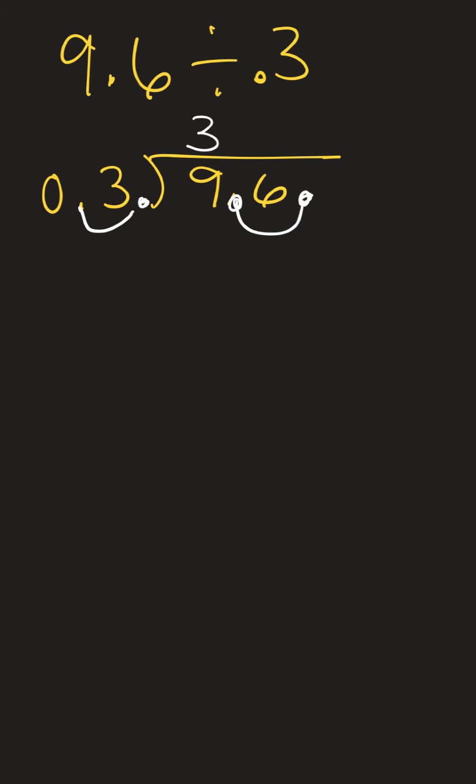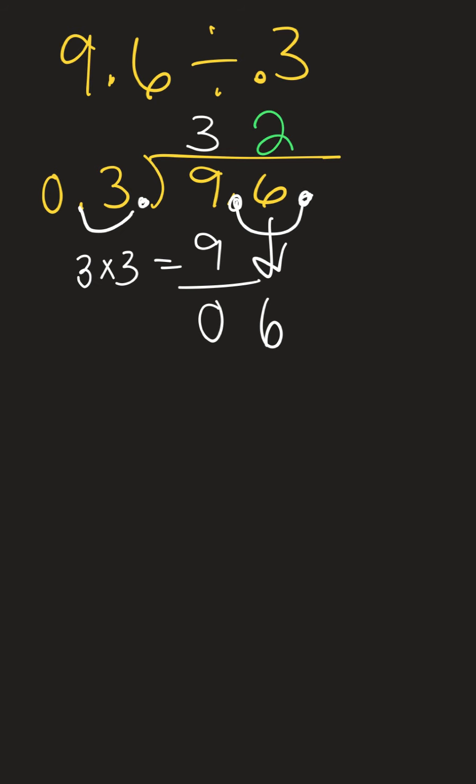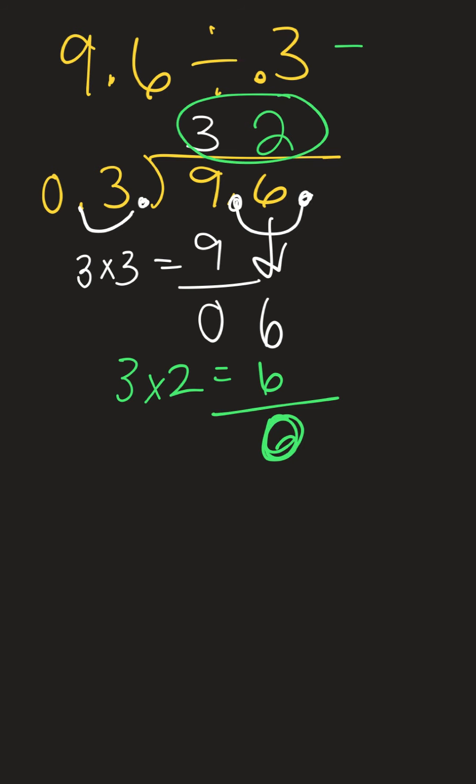3 goes into 9 3 times. 3 times 3 is 9. And when I take that away, I get 0, but I'm going to drop down to 6. And I'm going to say 3 times 2 is 6. So 3 times 2, 6, subtract, and get 0. And 32 is my final answer here.